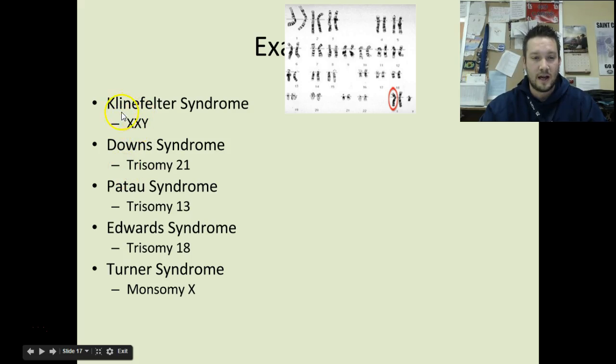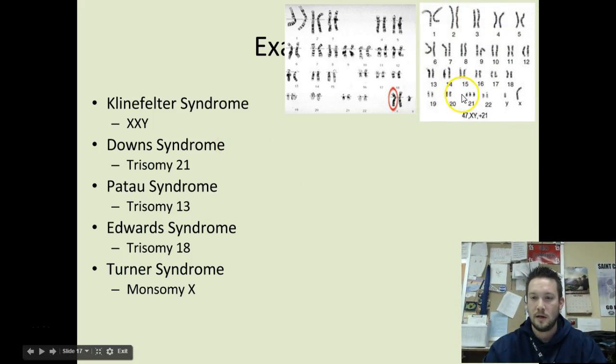Klinefelters is when the X's don't separate, and so you end up with a boy that has 2 X's and a Y chromosome. And here's a karyotype that shows you that, 2 X's and 1 Y. And that involves some pretty serious cognitive problems, meaning brain function doesn't do exactly what it's supposed to do. Okay, Down syndrome you've heard of, that's a trisomy 21, and that's when they have 3 of the 21st chromosome. Okay, and I'm sure you're familiar with Down syndrome and some of the things that that causes.